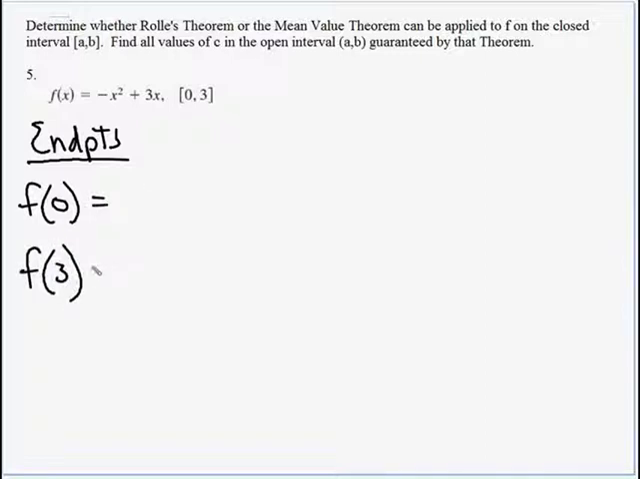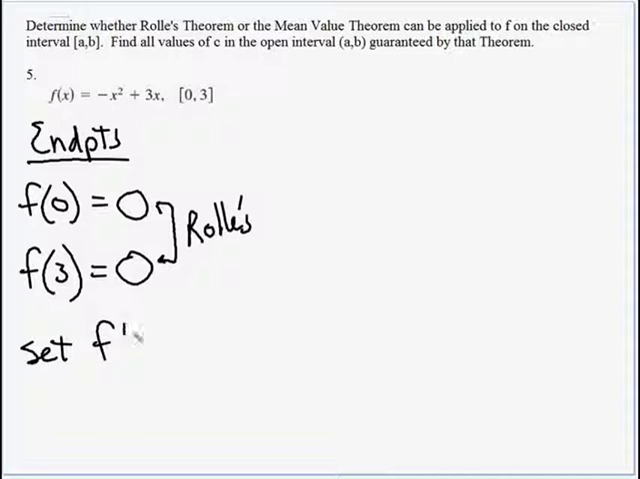So if we plug 0 into this function, of course, out pops a 0. If we plug in a 3, we get a negative 3 squared, which is a negative 9, plus 3 times 3, which is positive 9. Negative 9 plus 9 is 0. So our endpoints are at the same height, and that tells us we're going to be using Rolle's theorem. If we use Rolle's, we set the derivative, f prime of x, equal to 0.